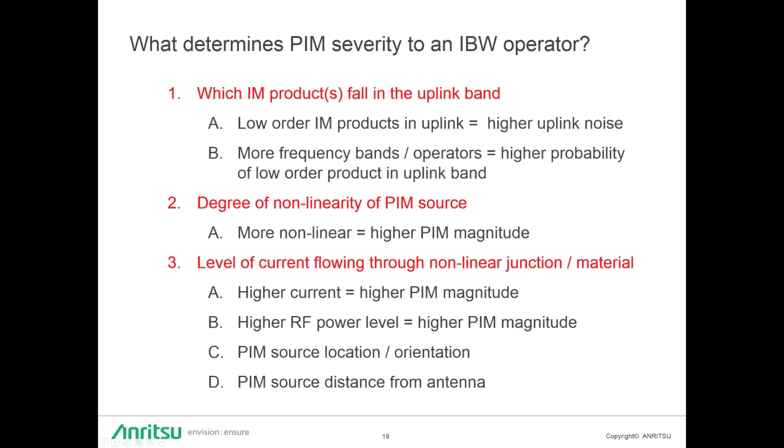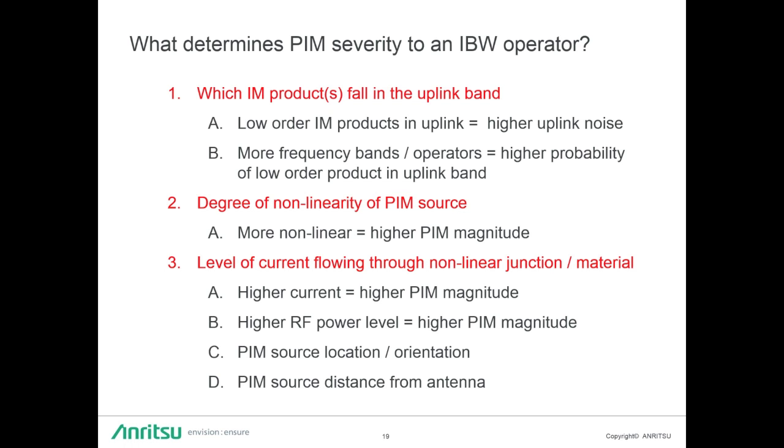So now talking about in-building wireless systems, what impacts the severity of PIM in an in-building system? Well, first and foremost, which IM products are falling in band is going to have the largest impact. So that if I have IM2s and IM3s falling in band, the problem is much, much higher than if it's IM9s and IM7s. Also, back to that original slide where I was talking about the multiple frequency combinations, the more bands present in the system increases the probability that one of those low order products is going to fall in band.